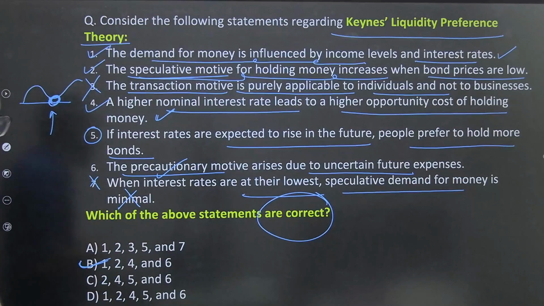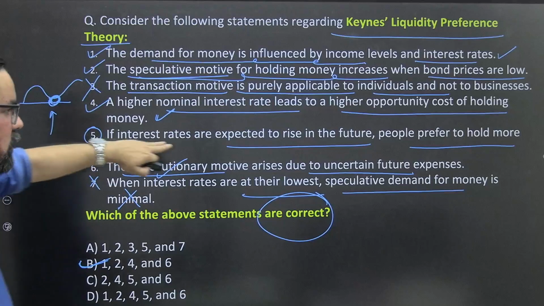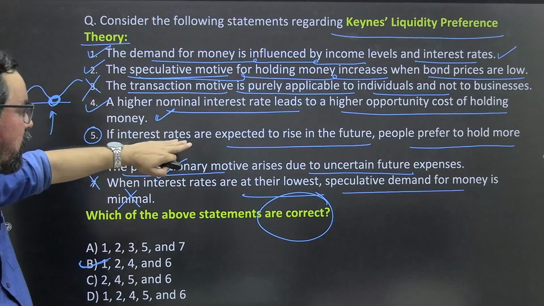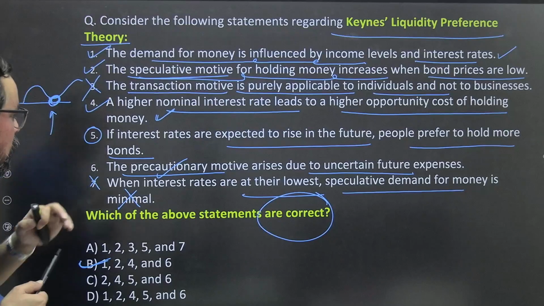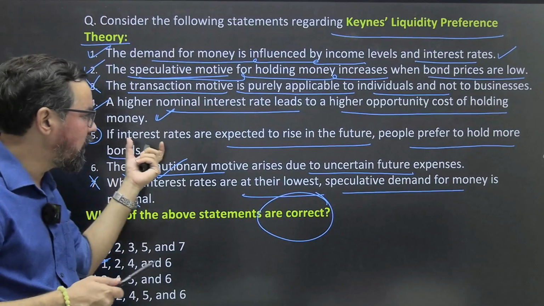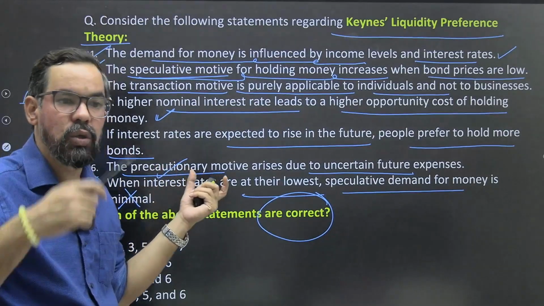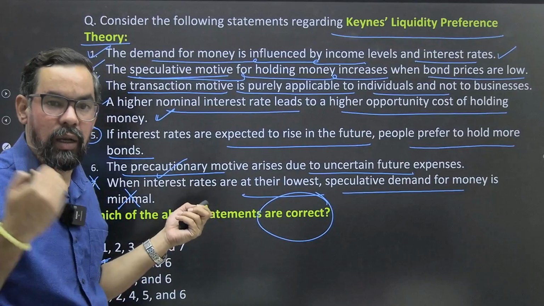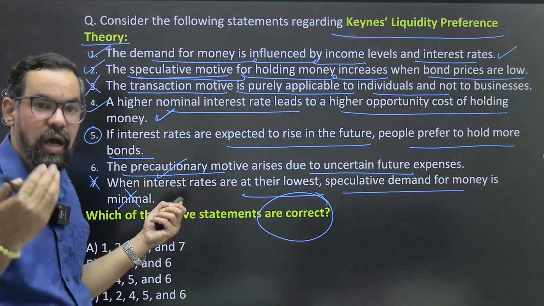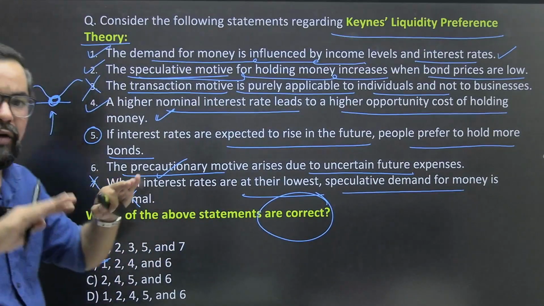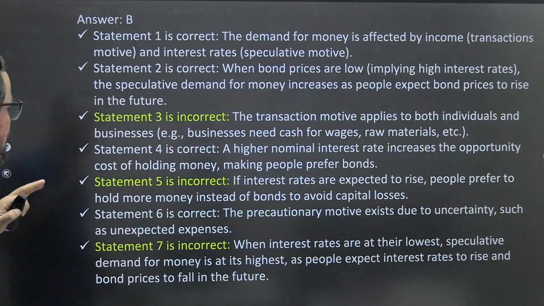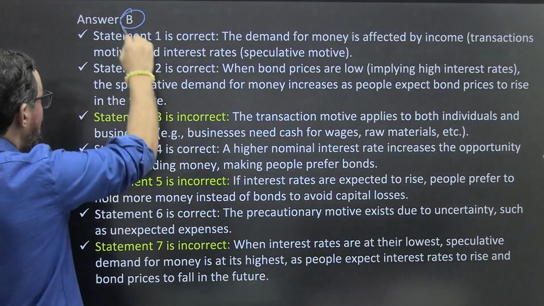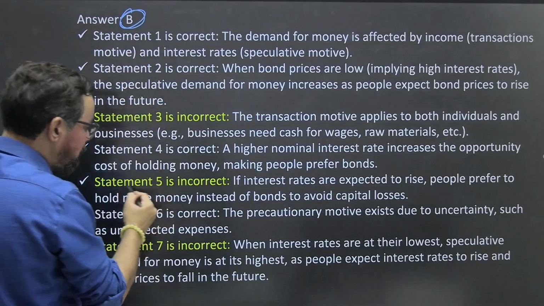Let's have a look once, otherwise this is confusing. If interest rates are expected to rise in future, people prefer to hold more bonds. So if interest rates are expected to rise in future, what we will generally do is go for the interest sensitive where we get more return instead of that fixed rate, because in case of bonds we have a fixed rate. But first we'll check this one. Yes, B is the right answer. So statement 5 was incorrect.